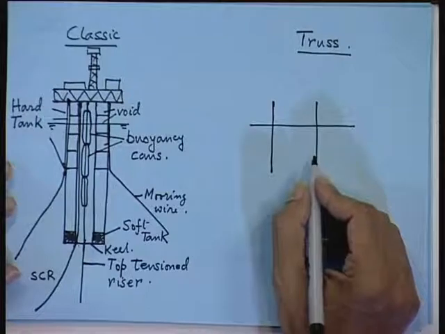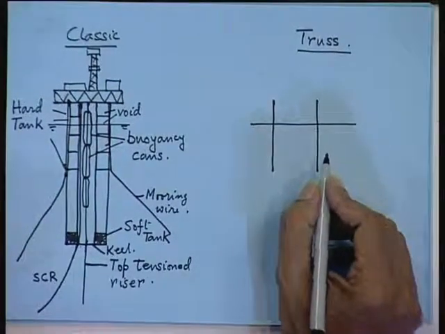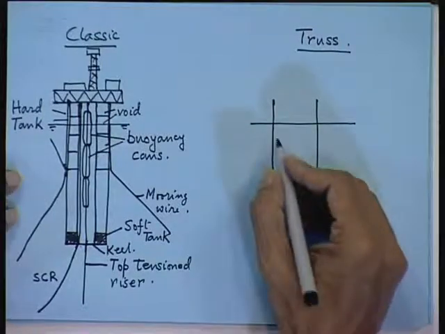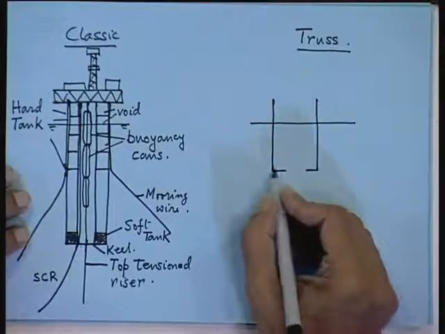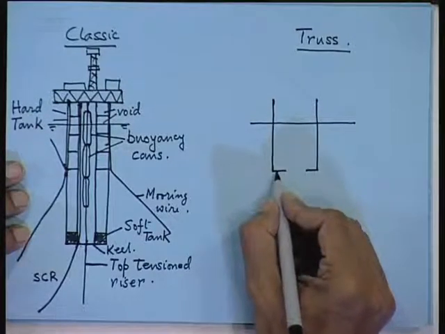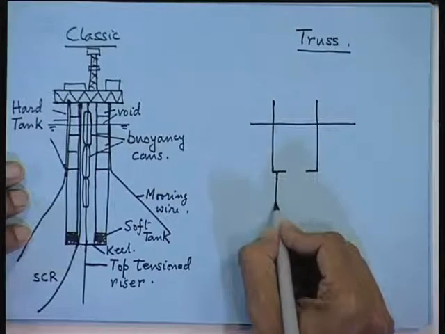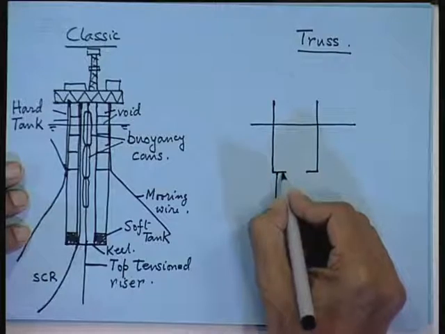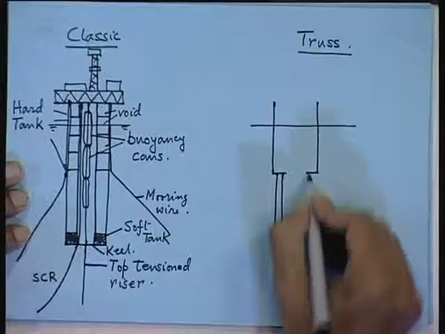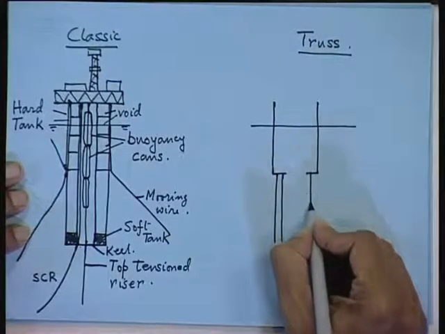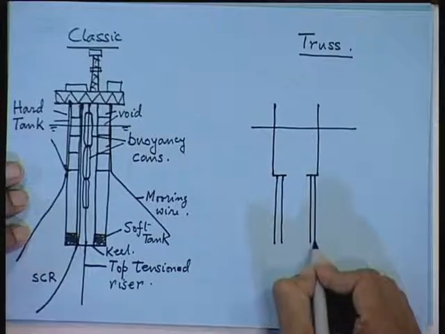Now, below this you replace it by a truss, but the soft tank is going to be there. Now, I will tell you why the soft tank is given. So, this is your part of the truss. So, you replace the cylindrical shell with this type of truss.